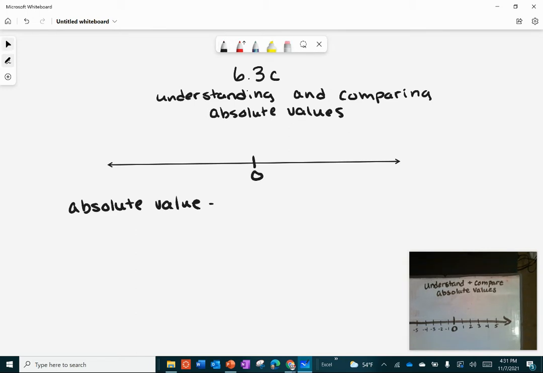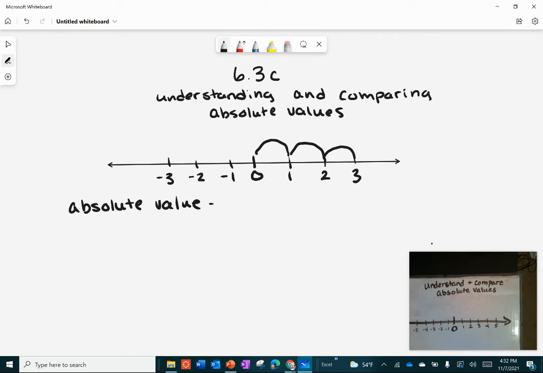So every number is some distance away from zero. Like the number one is one number from zero. The number two is two numbers from zero. The number three is three numbers from zero. So three has an absolute value of three. Negative numbers also have absolute values.